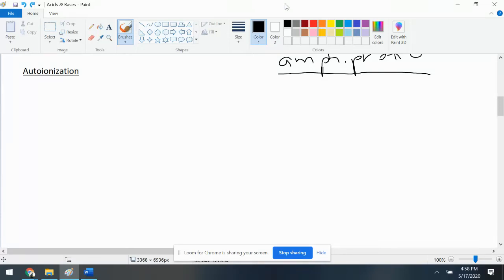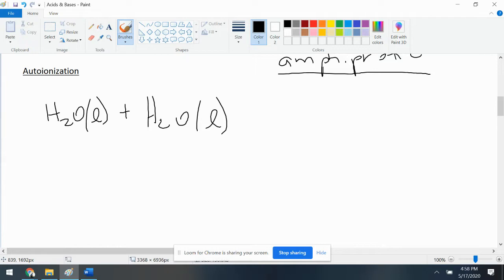Okay, let's see what happens when we take one water molecule, H2O, and you put it with another water molecule, H2O, liquid. What happens here? What should the product be? So you're thinking, okay, if you have one mole of water molecule and add it to another mole of water molecules, I'm going to get 2 moles of water, okay?